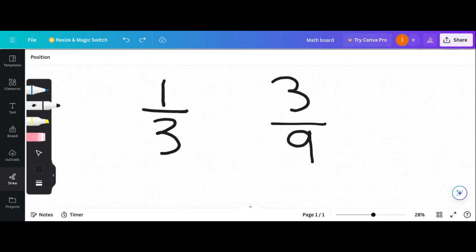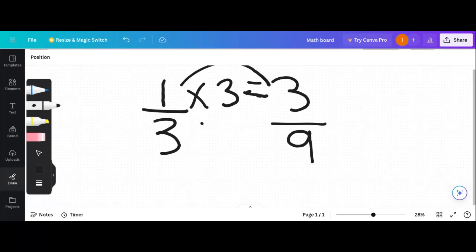Let's take the example 1/3 and 3/9. To determine if they're equivalent, we ask ourselves, how can we get from the 1 to the 3? We all know that 1 times 3 equals 3. So the top part is check. So whatever you do to the top, you have to do to the bottom. So 3 times 3, in this case, equals 9, making 1/3 and 3/9 equivalent fractions.